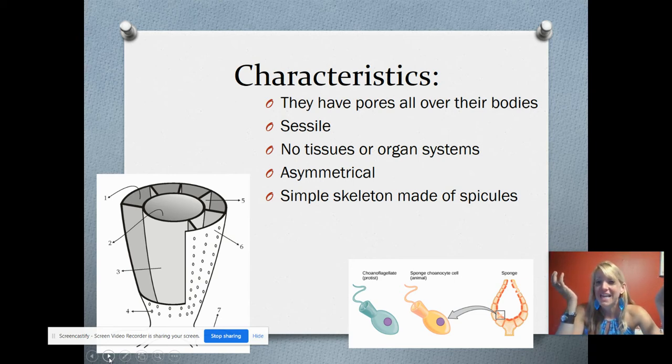Whereas a sponge is asymmetrical, which means you cut it down the middle, and it will not match up. Fold it in half, it's not going to match up. So here's a sponge right here. They have these little tiny cells. This is a flagella here, and this is a choanocyte, which sits in there.